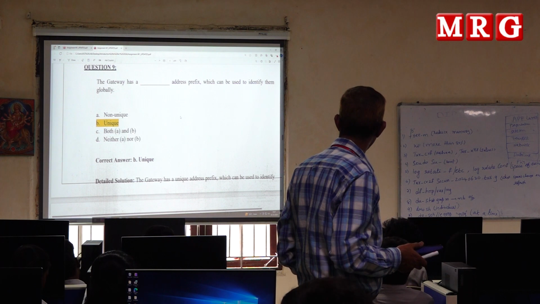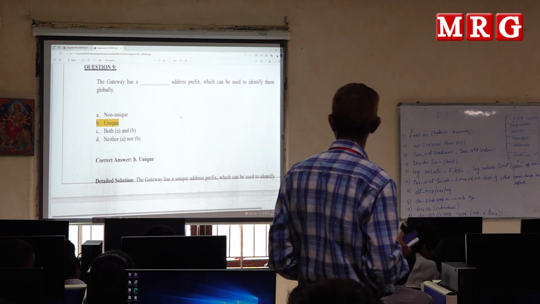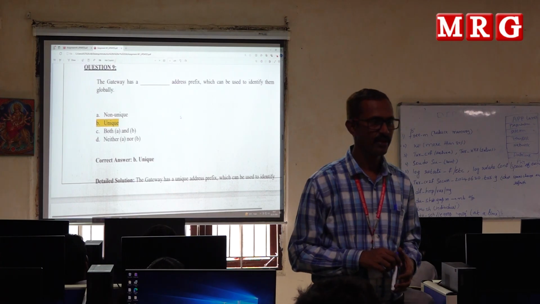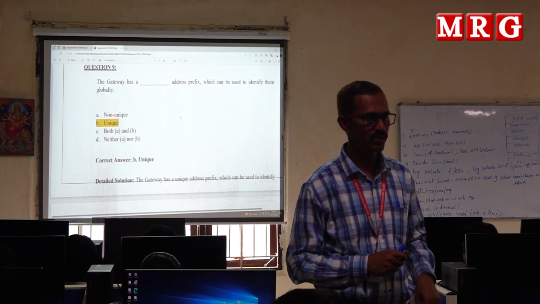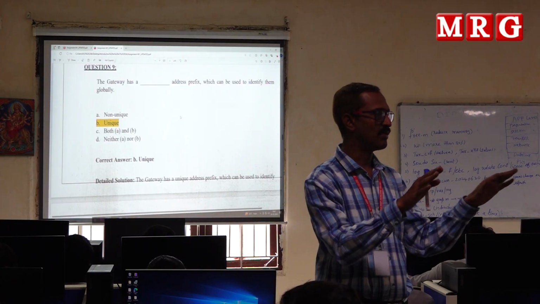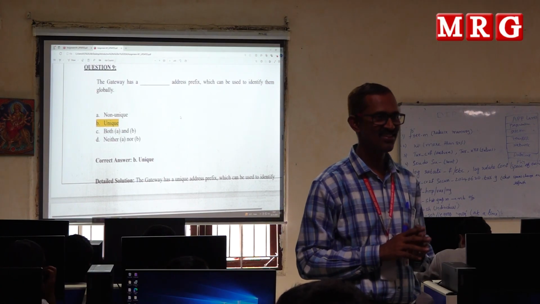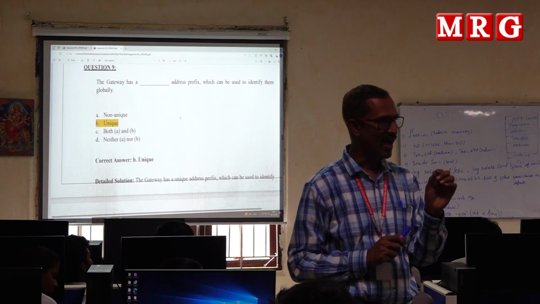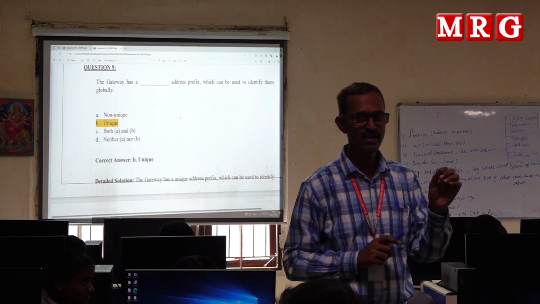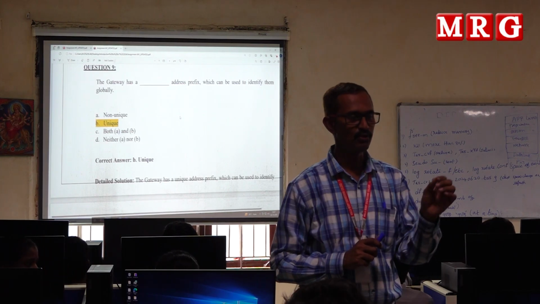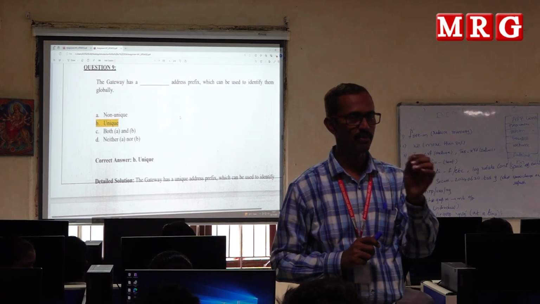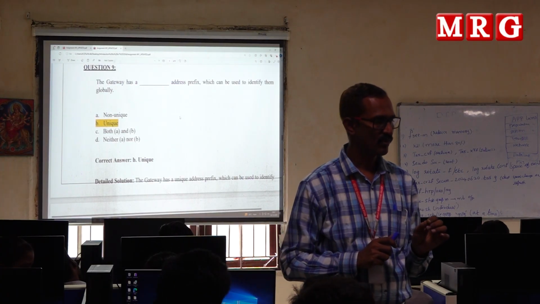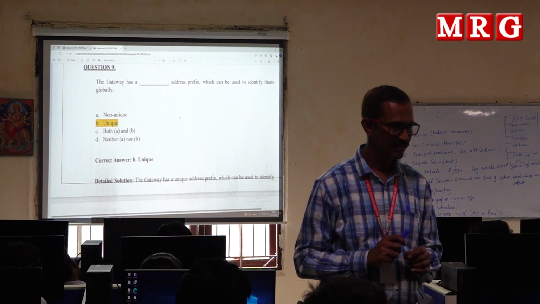Gateway has a dash address prefix which can be used to identify them globally. Yeah, this is about addressing. If you are aware of computer networks, you all have some address. Every student has one unique ID. Once you reach college for an undergraduate program, the university will give you some ID. What is your ID?